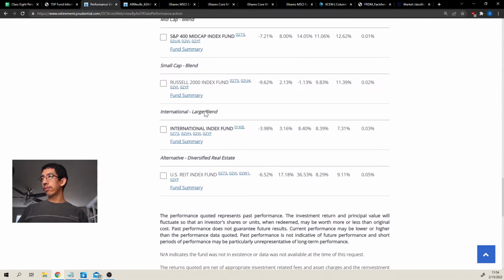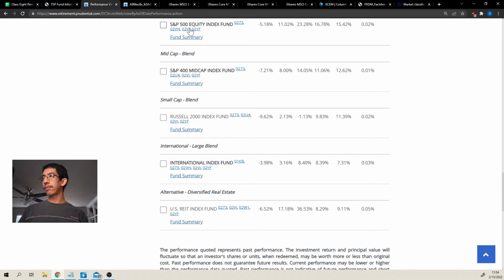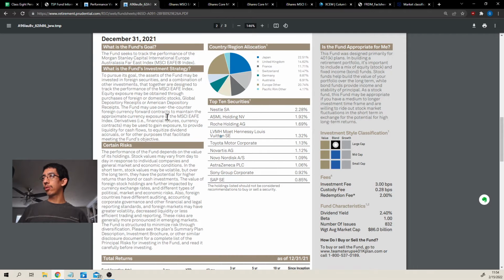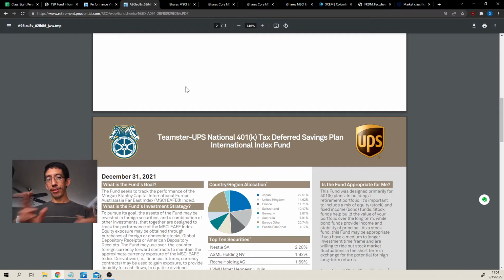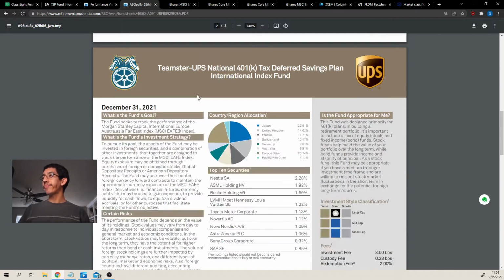And down here, after you've gotten by the S&P 500, 400, and not 600, but Russell 2000, because we're confusing, we go down to the International Index Fund. If you were to click through that, you would get to a fact sheet like this, and there's my employer. I don't represent my employer in this video series.